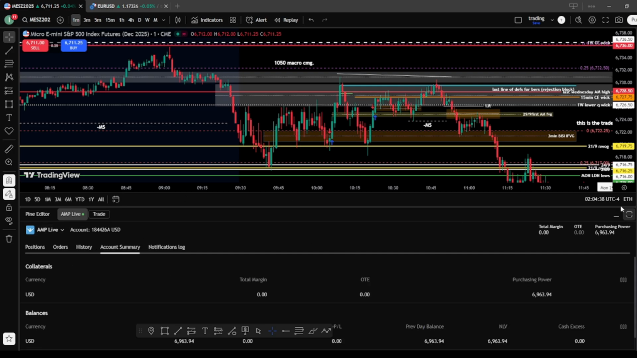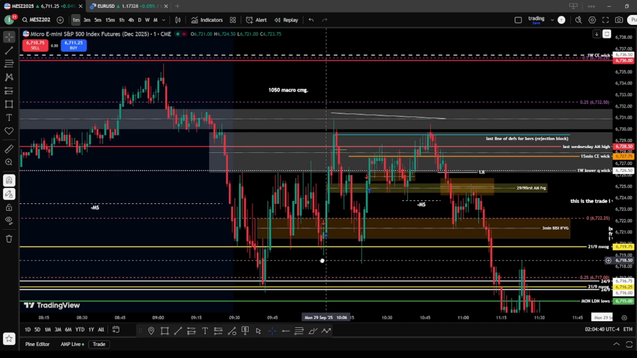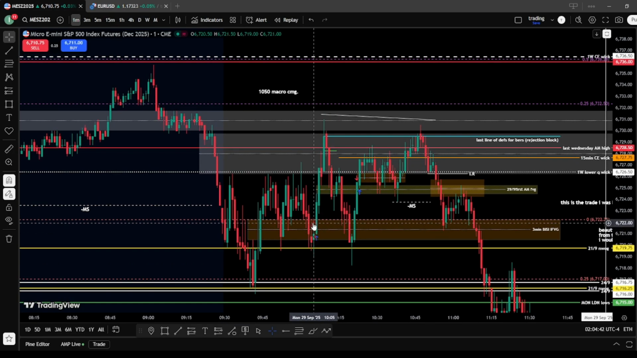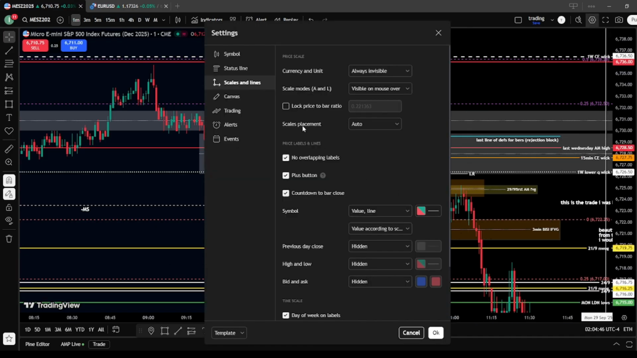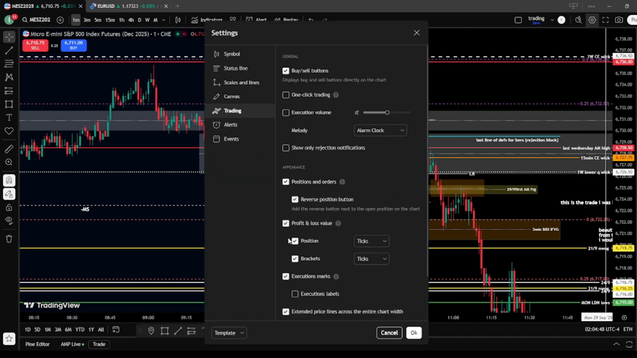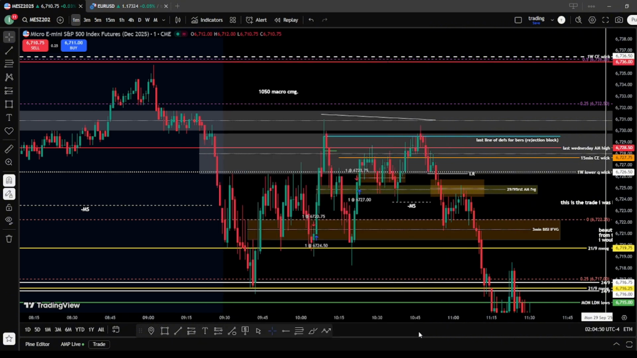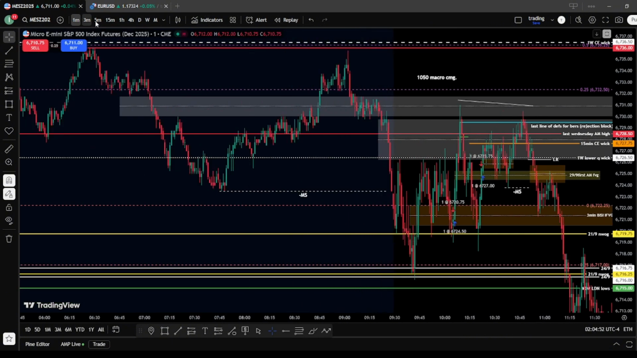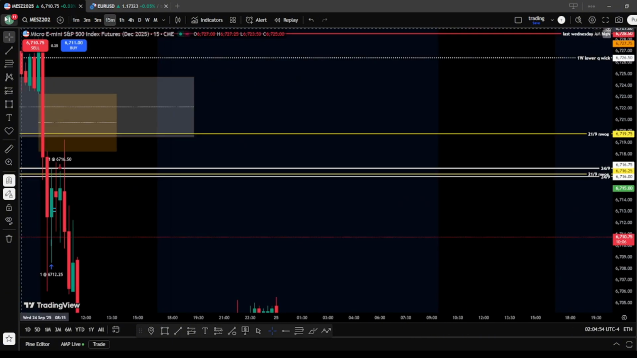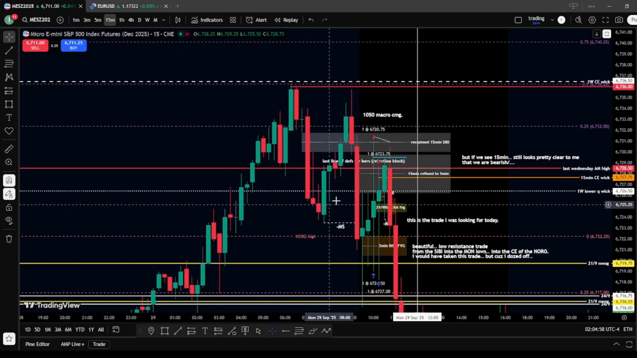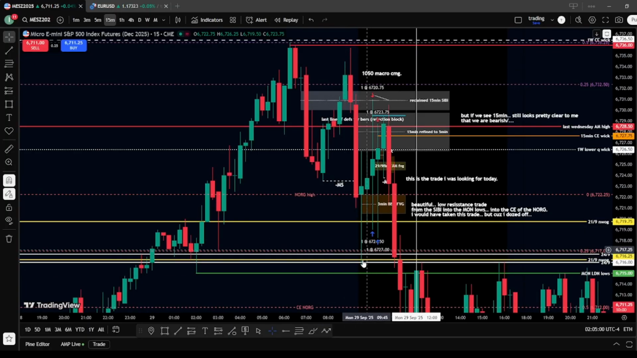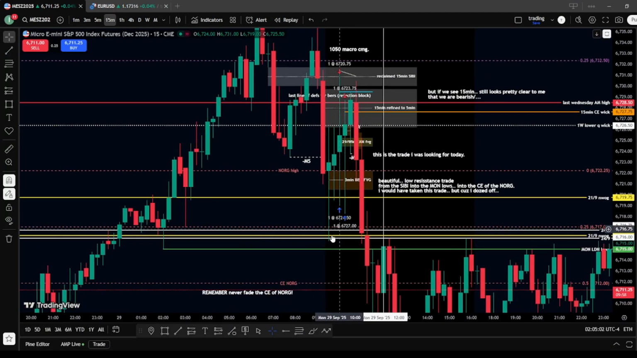So here is where I went short, because yesterday all along I'm just aiming for shorts only. So the idea was basically on the 15-minute. I was looking at this sell side, this Monday lows.